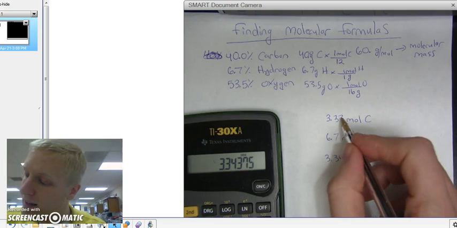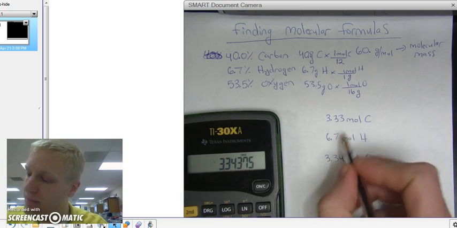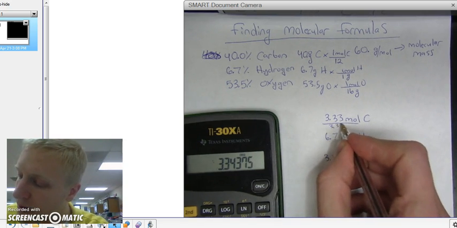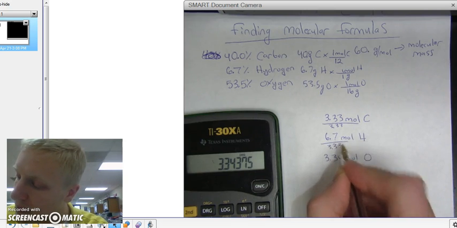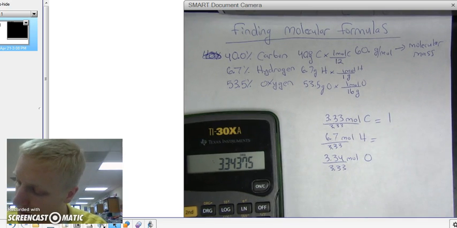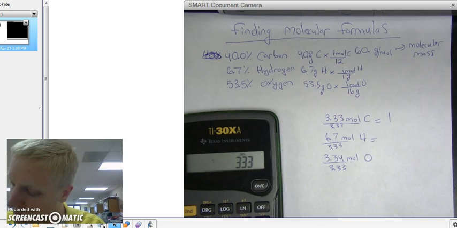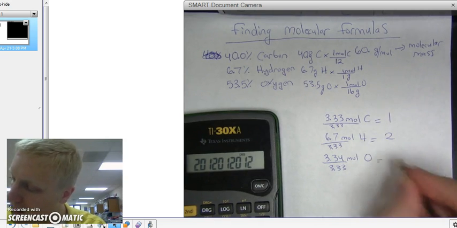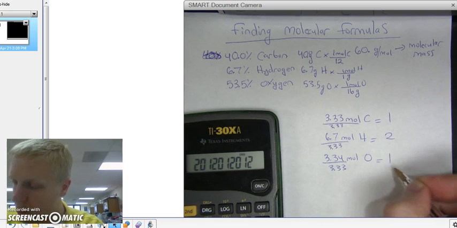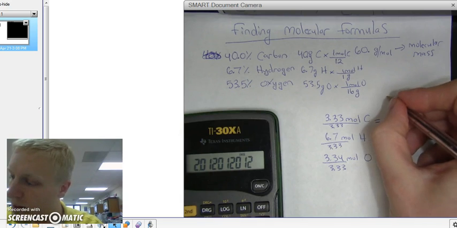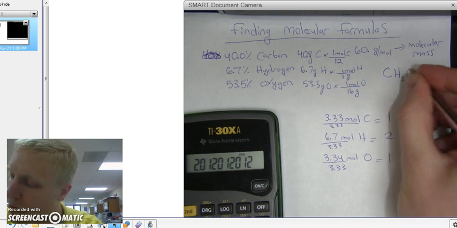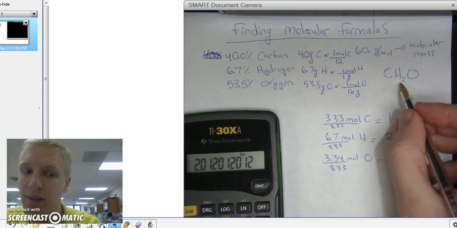Alright, once I have all my moles, in order to find my lowest whole number mole ratio, I need to divide all of my answers by my lowest answer. In this case, it looks like 3.33 is my lowest answer, so I'm going to divide each of these by 3.33. So that gives me 1 carbon. 6.7 divided by 3.33 gives me around 2. And this is going to give me around 1. So I have a 1 to 2 to 1 ratio. So as I write my empirical formula, that is CH2O, 1 carbon, 2 hydrogens, and 1 oxygen.